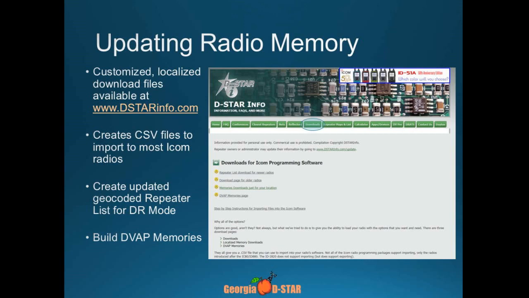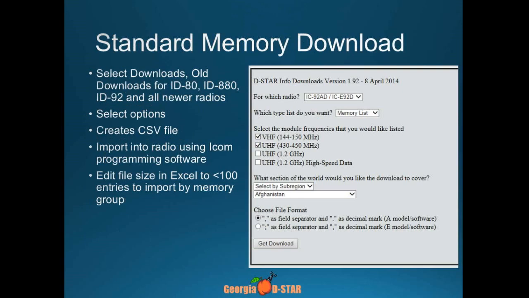One of the places that you can go is dstarinfo.com. Go to the download tab, and then you want to pick, because you're going to do different types of downloads for different models of radios. If you are using one of the earlier models, for example the 92, you're going to just basically download a memory list, your standard memories.